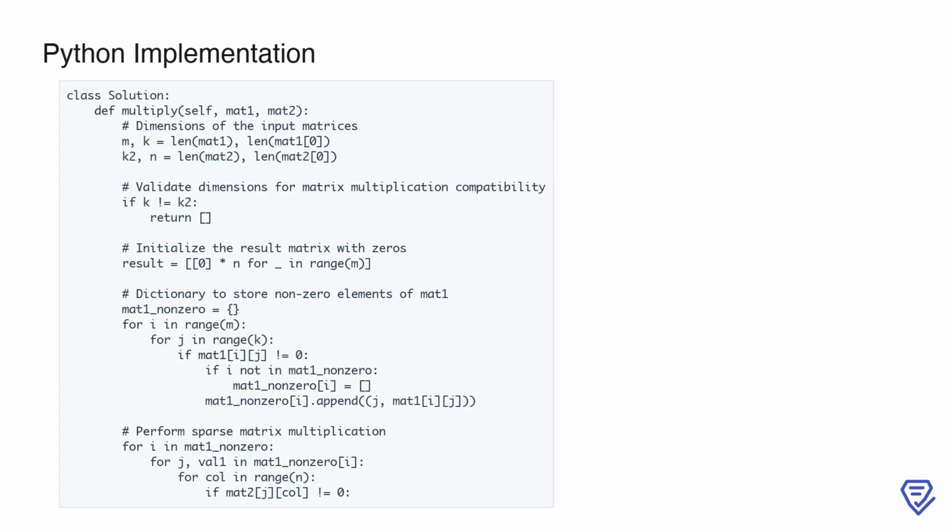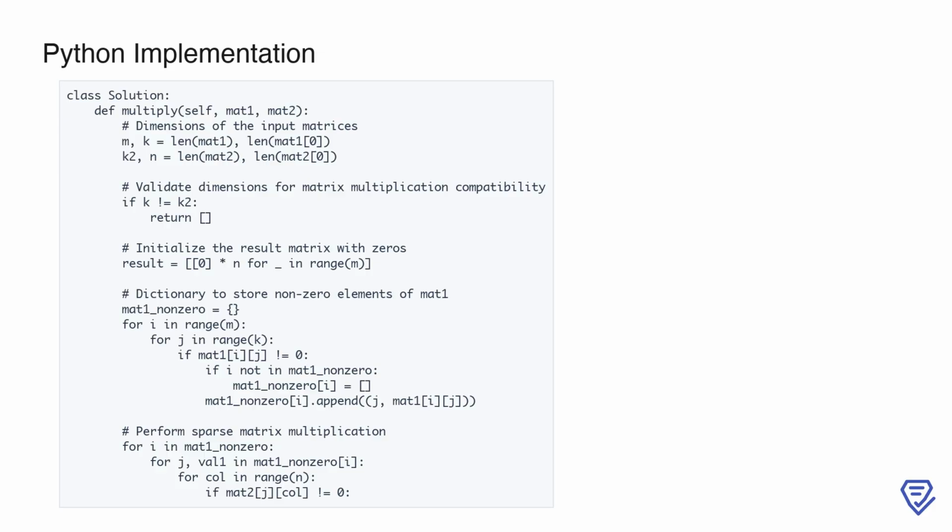Here, we begin by defining a class called Solution and implementing the multiply method, which performs sparse matrix multiplication. First, we determine the dimensions of the input matrices, mat1 and mat2. This involves extracting the number of rows and columns for each matrix. Since matrix multiplication requires the number of columns in the first matrix to match the number of rows in the second, we validate this condition. If the dimensions are incompatible, we simply return an empty list as the result.